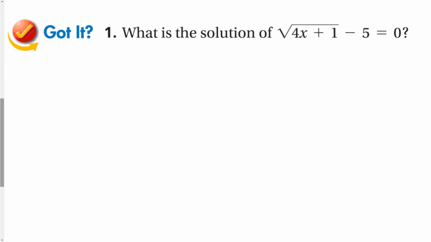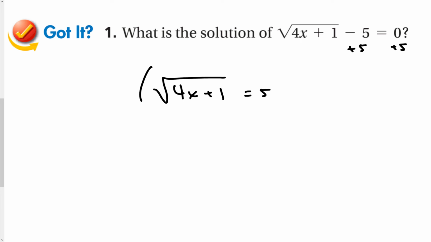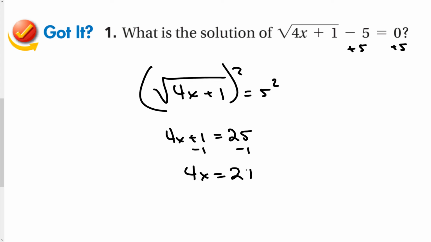Okay, isolate the radical. Don't do this, can't do that, right? Because that's really not a 1, that's underneath the square root. What we can do, however, to isolate the radical is add 5 to both sides. So let's put this over here. So that's 4x plus 1 underneath my square root is equal to 5. Square both sides, and we get 4x plus 1 is equal to 25. Squaring a square root undoes the radical and makes it go away. Subtract 1, 4x is equal to 24, so x is equal to 6.